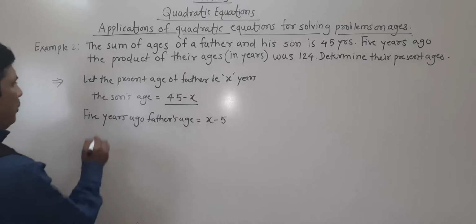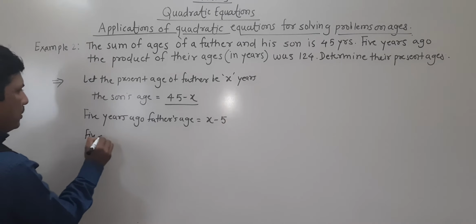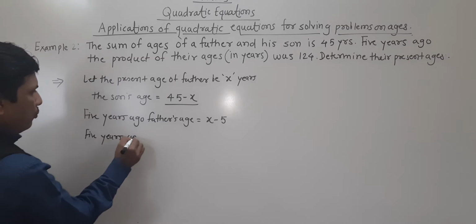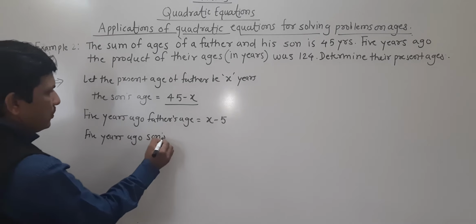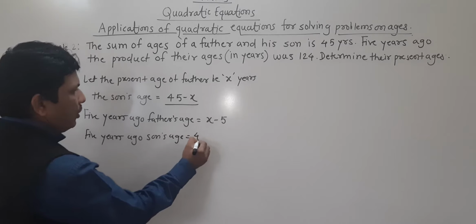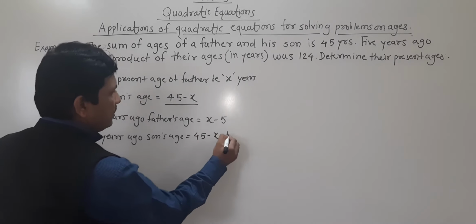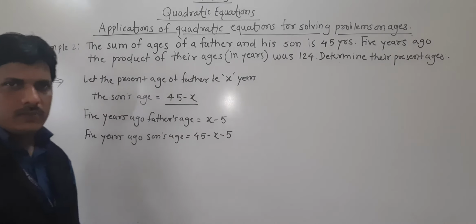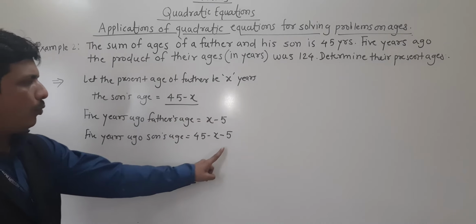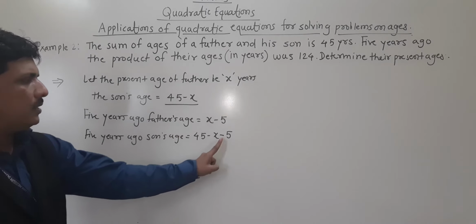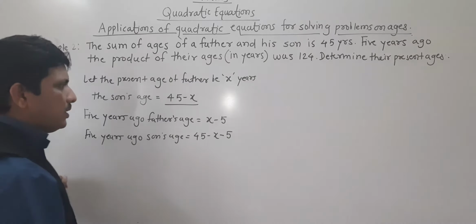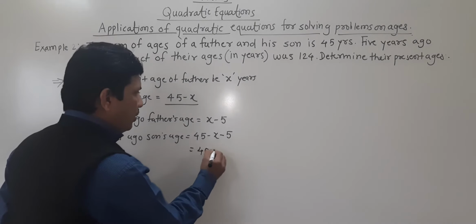Okay, and 5 years ago, son's age will be 45 minus x minus 5. 45 minus x minus 5, because this is present age. Before 5 years we are thinking, so 45 minus x minus 5. So 45 minus 5 is 40 minus x.